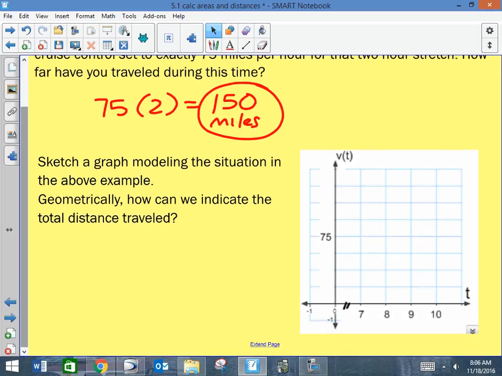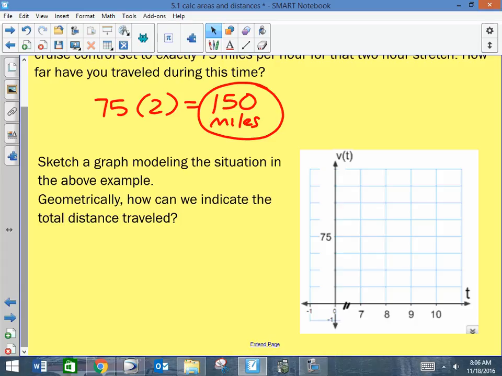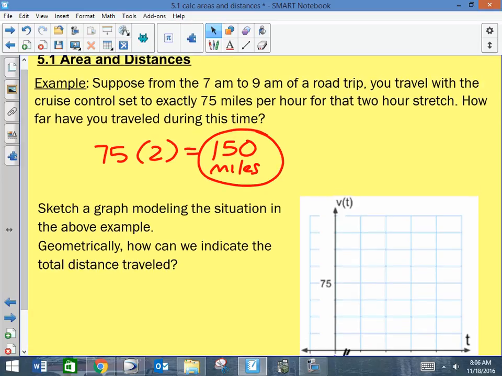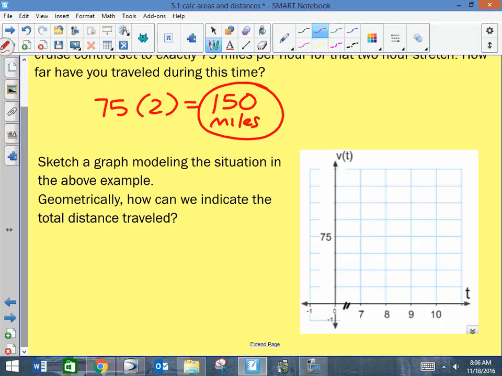Okay, so if we have a graph modeling this, here's 75 miles per hour, there's your velocity, and here's the time frame. I just did a little stop so I didn't have to put them all in. How would that look, total distance? What is your function? If it's 75 miles per hour the entire time, what does it look like? A straight line. What kind of a straight line? Horizontal. Good job. So from 7 to 9, we have a horizontal straight line.